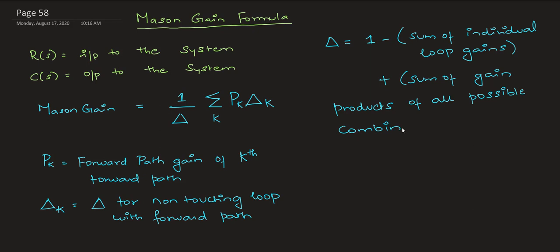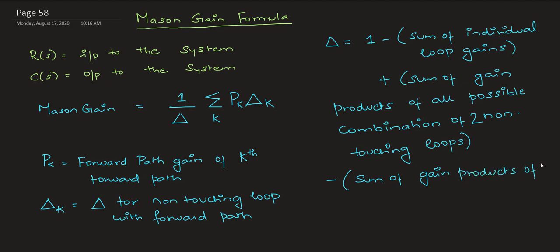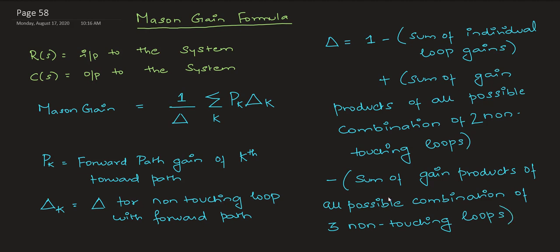Delta_k is the delta for non-touching loops, and it is derived from delta. I have not written the full expression for delta_k, but I have the full expression for delta, which is given by 1 minus the sum of individual loop gains, plus the sum of gain products of pairs of non-touching loops, minus the gain products of 3 non-touching loops.